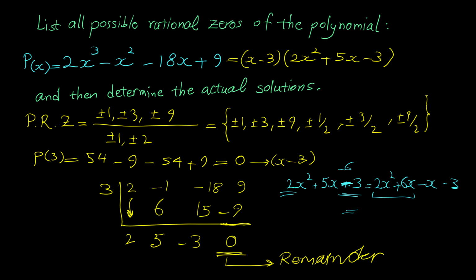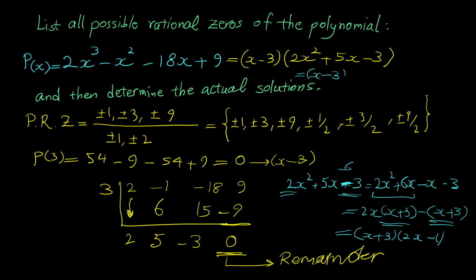From these two we factor 2x, then we have x plus 3. From the next two we factor a negative, then we have x plus 3 again. Now attention, x plus 3 is common between these two, so we have x plus 3 times 2x minus 1. So the fully factored form of this given polynomial is this: x minus 3 times x plus 3 times 2x minus 1.